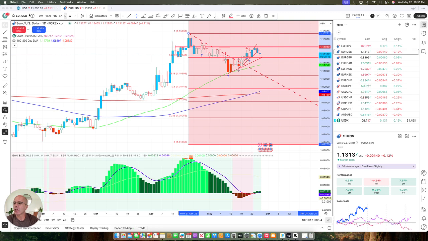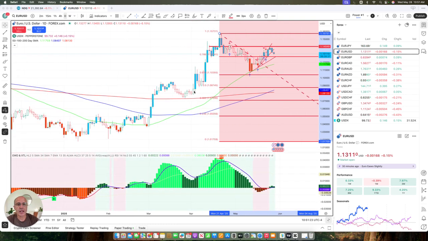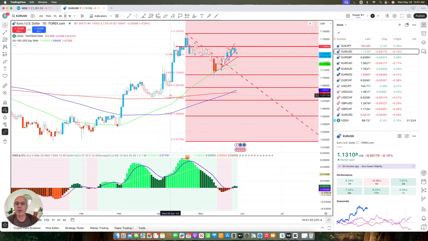So we are in the Euro USD. We're going to review this currency pair and see where we are. So this is the Euro USD daily chart. I always like to start, you always have to see the big picture.